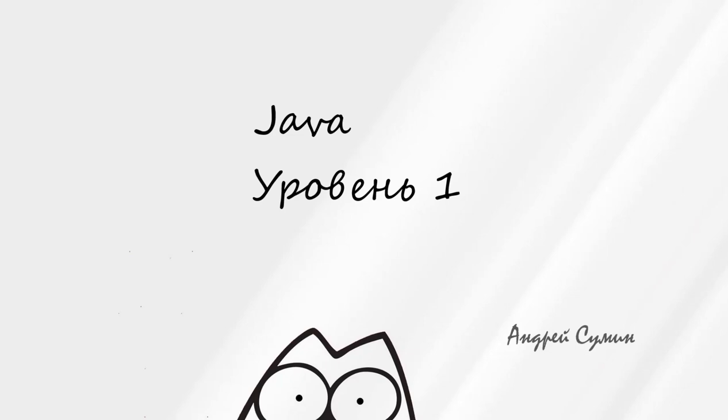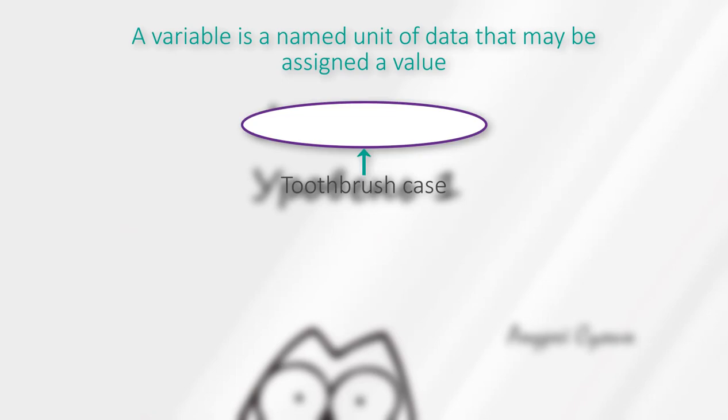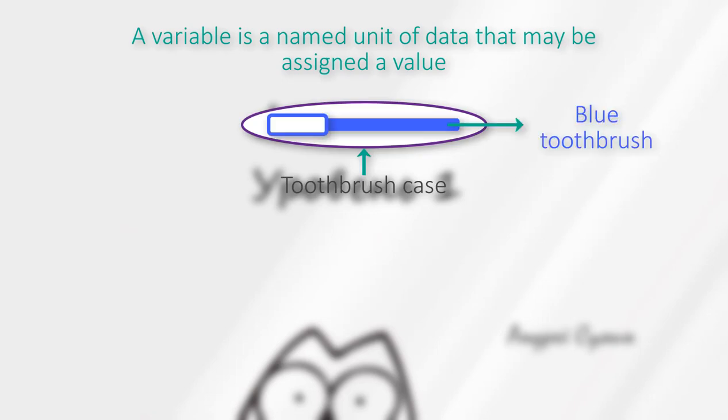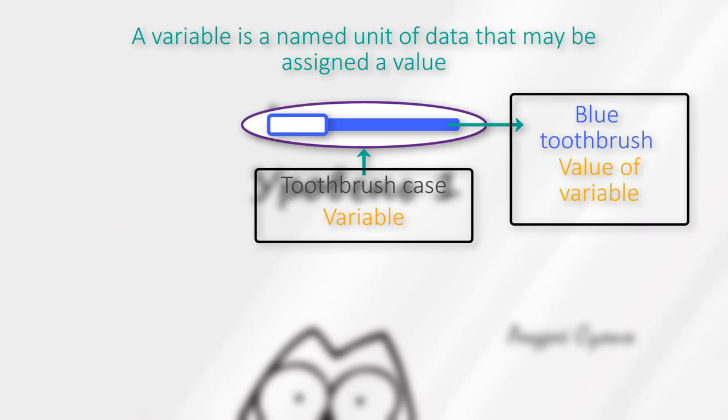Today, we'll get to know one of the most important elements of any programming language, the variable. It's a named storage location which can be assigned a value. You can think of it as a plastic toothbrush case, which can be either empty or a toothbrush can be stored in it. The toothbrush case is a variable, and the brush itself is the value of this variable.